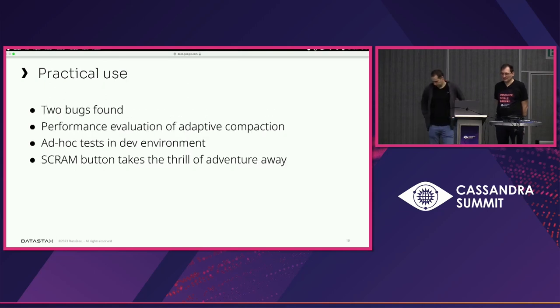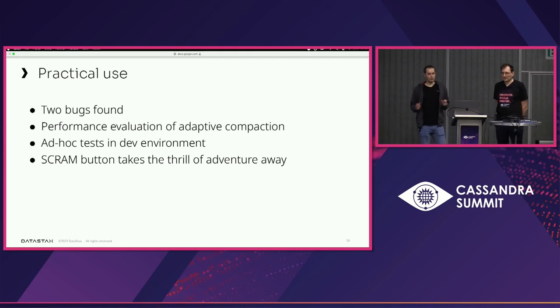Okay, so we applied it in Astra DB. We found two bugs. Now, this may sound a bit scary, but the shadow deployment contained a version that you can think of as a very pre-alpha of Cassandra 5.0. These bugs were found 6 months ago, so they would probably be found anyway.